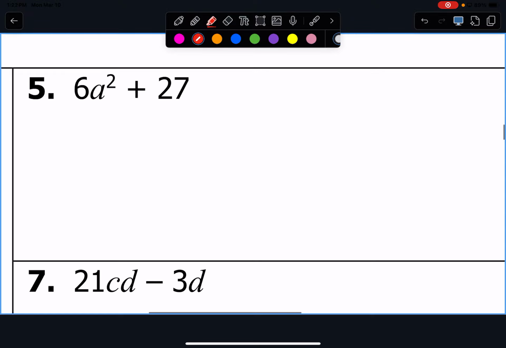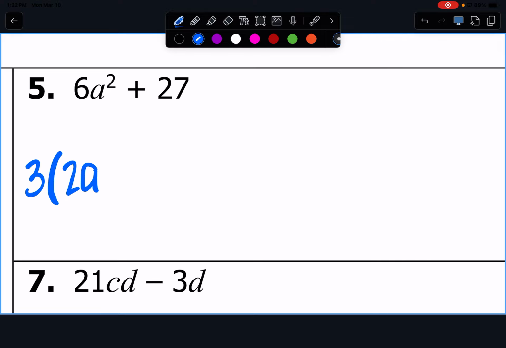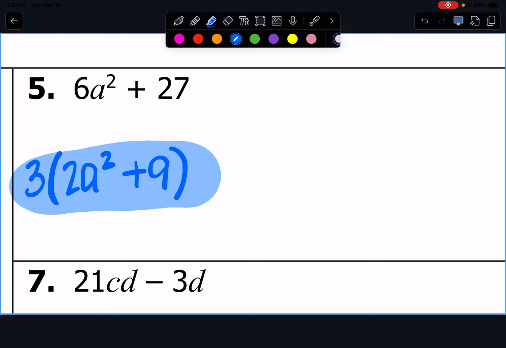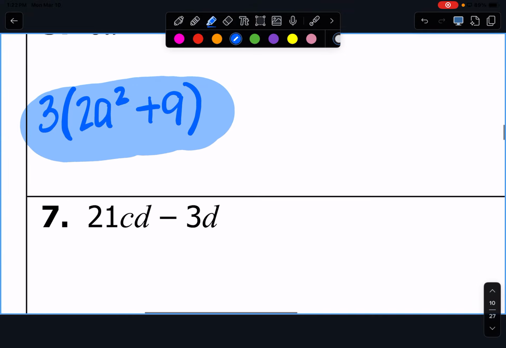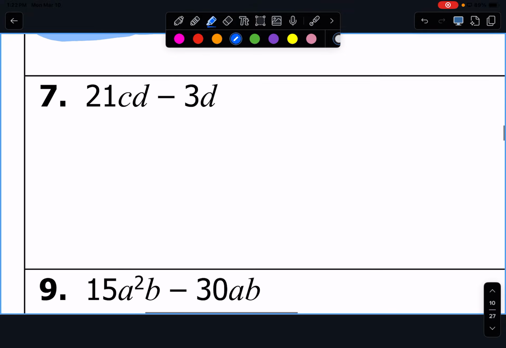All right, for number 5. It's 3 parentheses 2a squared plus 9. Correct. So 3 again. Yeah, 3 again. All right, for number 7, it is 3 again. 3 parentheses. Do you have to put them in order from least to greatest?